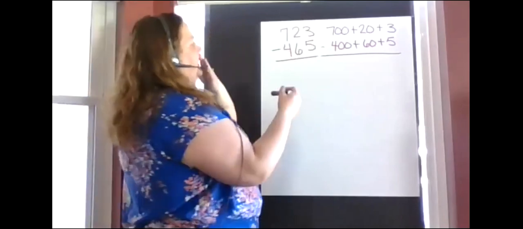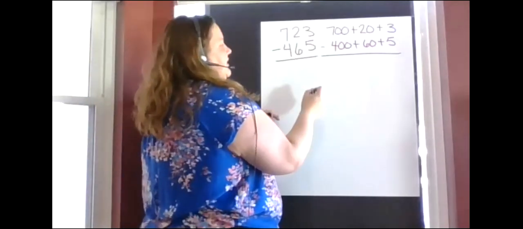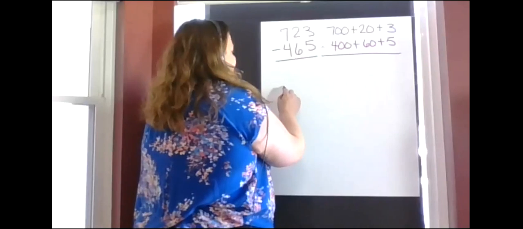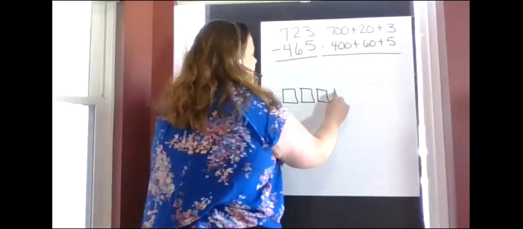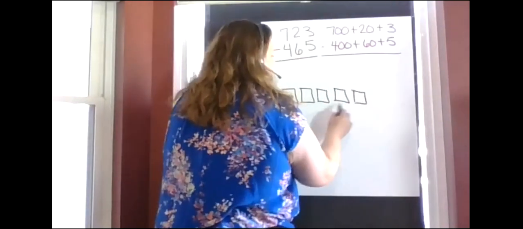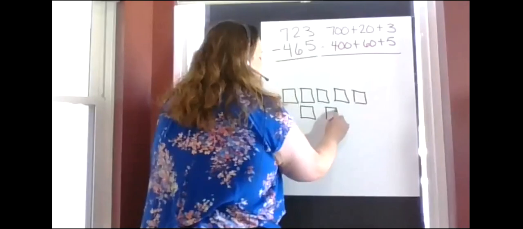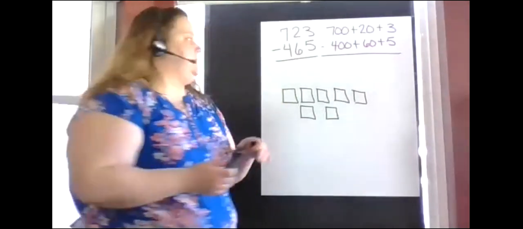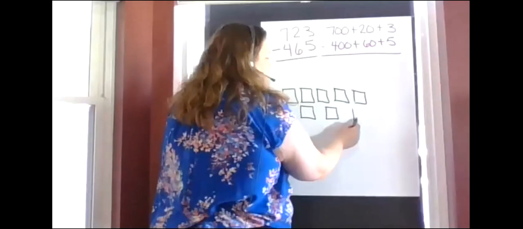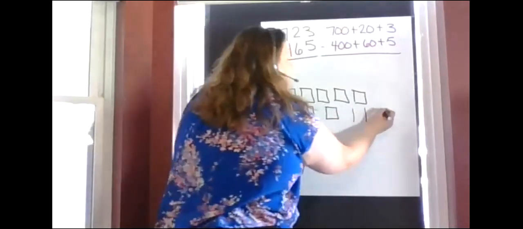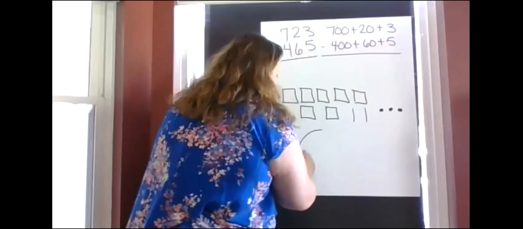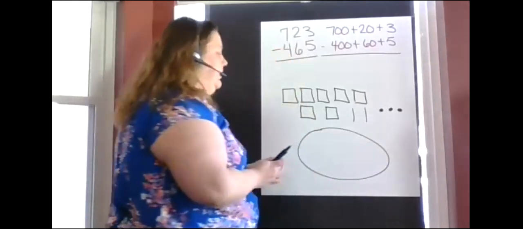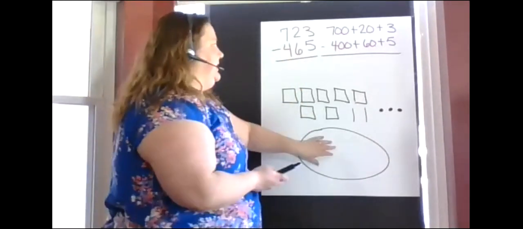So if I have something like this, I'm going to actually draw out my base 10 blocks. So 700 looks like 1, 2, 3, 4, 5, 6, 7. So there's my hundreds plate. 20, so 2 10s, 2 longs, and 3 1s. And I need to take away the 465. So I'm going to be moving that 465 into my place that I've designated.